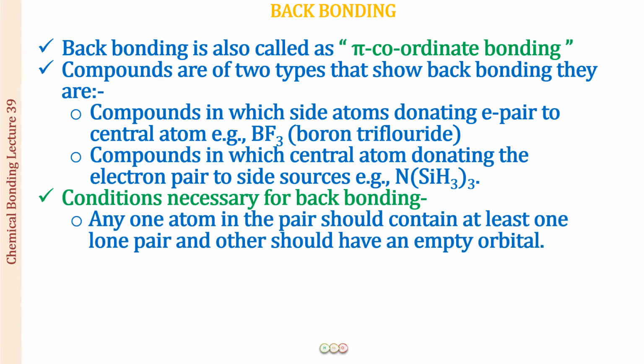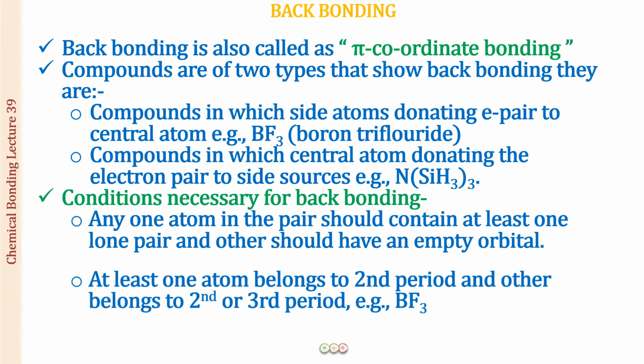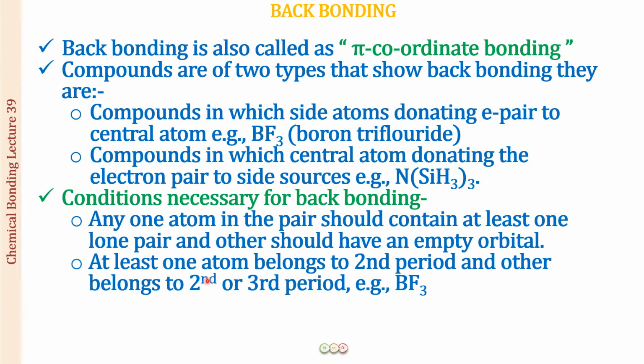The first condition is that any one atom in the pair should have at least one lone pair of electrons and the other should have an empty orbital. And the second is that at least one atom should be a second period element and the other can belong to the second period or the third period. This is what you are going to see generally, although there are going to be some exceptions also.